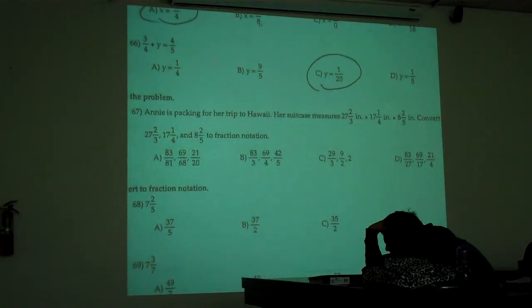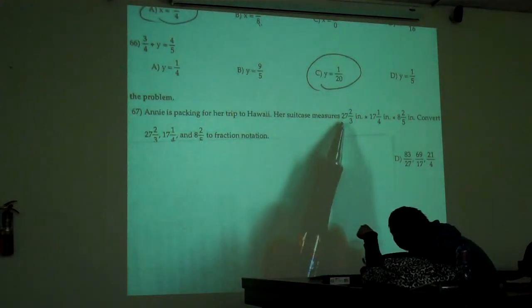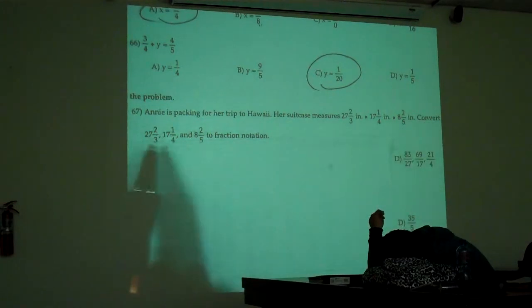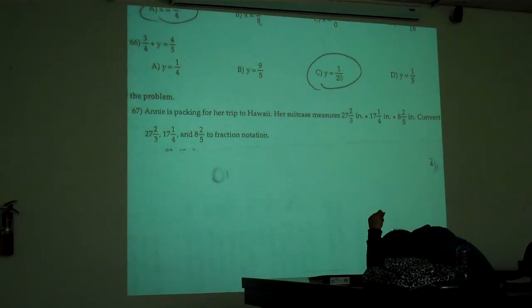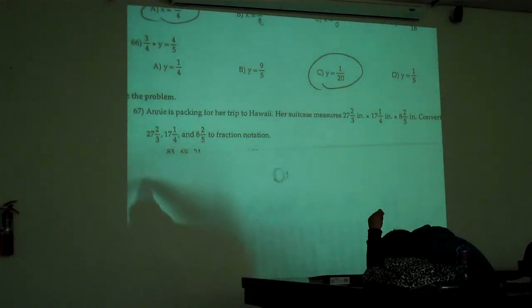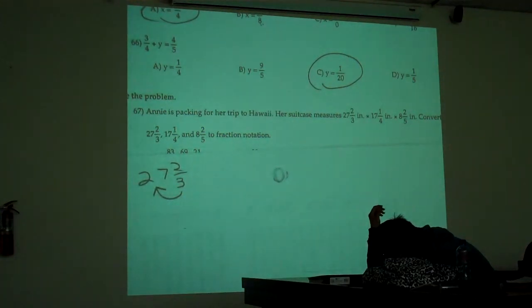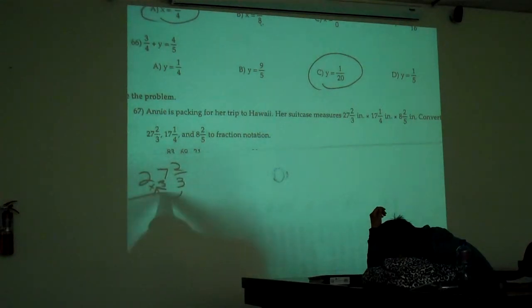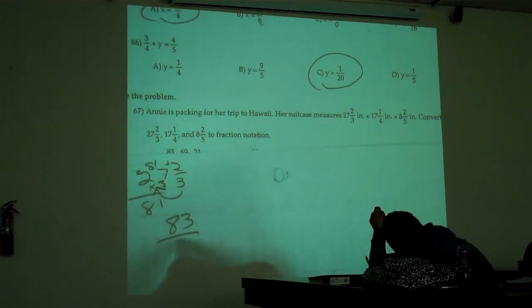Okay, Annie is packing for her trip to Hawaii. Her suitcase measures this by this by this. Convert these numbers to fraction notation. It's asking you to convert them to improper. Remember how you do that where you multiply and then add the top? So 27 and 2/3, you're going to do 3 times 27. If you have to, write it down there. 3 times 7 is 21. 6, 7 is 81. Plus 2 is 83/3.